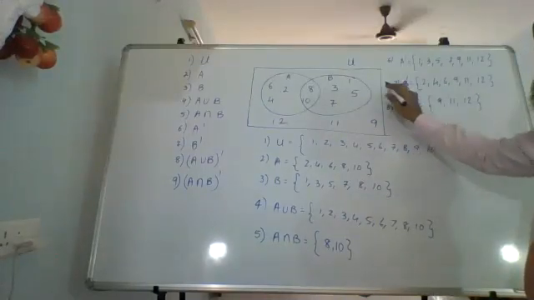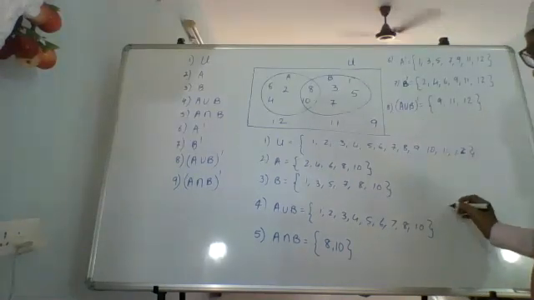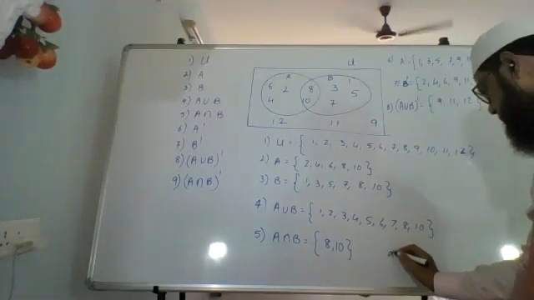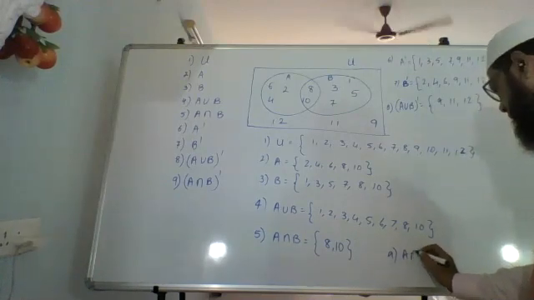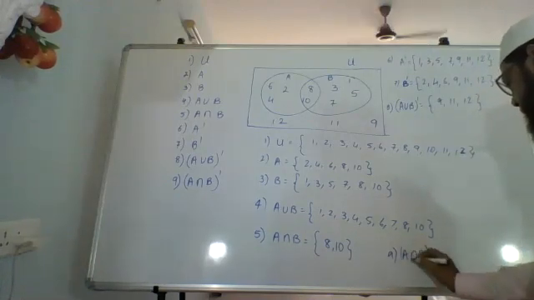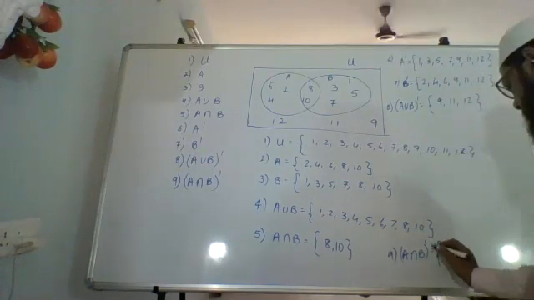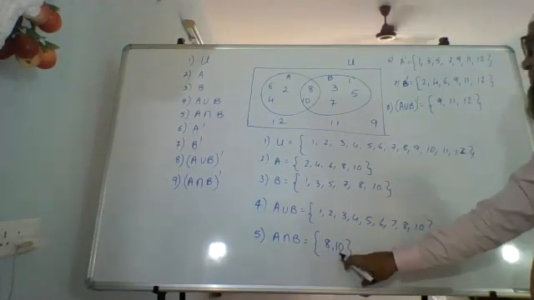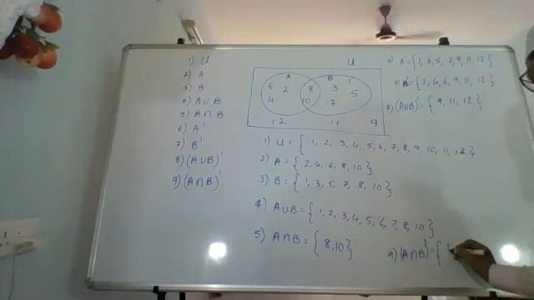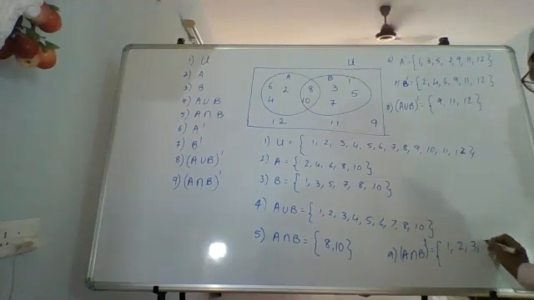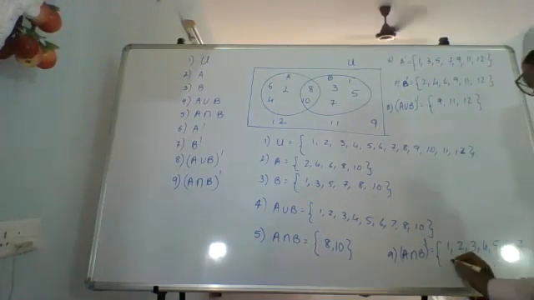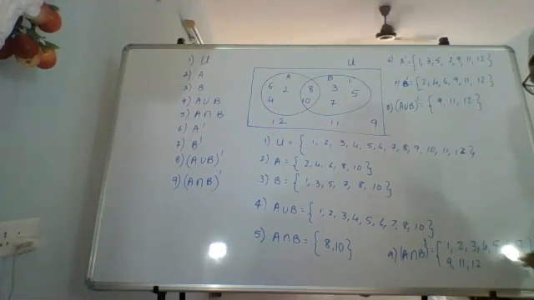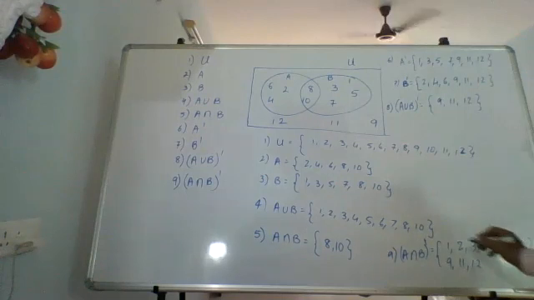This was your 8th one. And the 9th one, I'll write over here, which is A intersection B dash. Except 8 and 10, everything will come. So I'll have 1, 2, 3, 4, 5, 6, 7, 8 will not come, 9, 10 will not come, 11 and 12. All of these would be A intersection B dash.